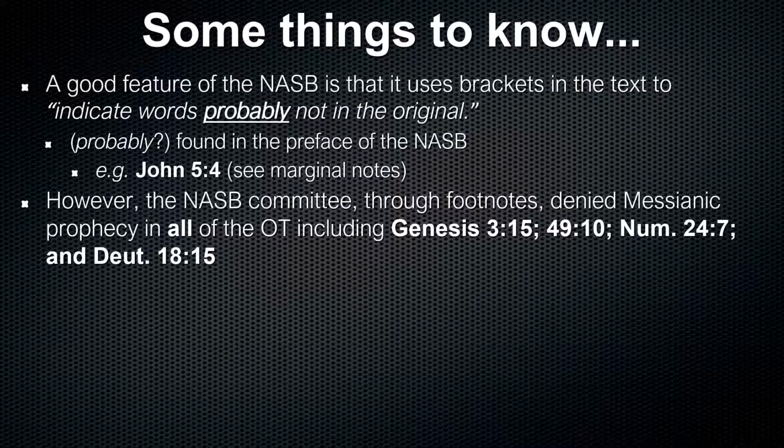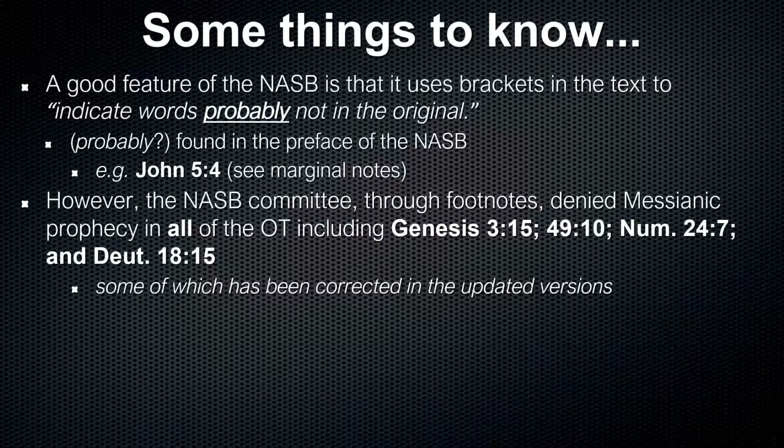The New American Standard Committee, however, through its footnotes, and obviously this is a work of humanity, one of the problems in the New American Standard is that through its footnotes they actually denied messianic prophecy in several of them. That's a problem, obviously, that it faces. Genesis 3:15, Genesis 49:10, Numbers 24:7, numerous passages had a marginal note, a footnote, that made a clear denial of the Messianic prophecies that are listed here.